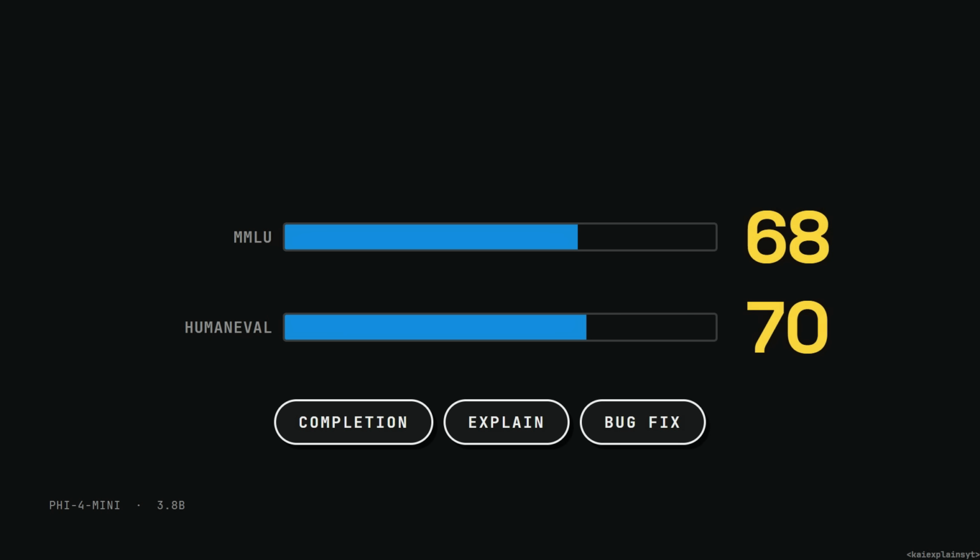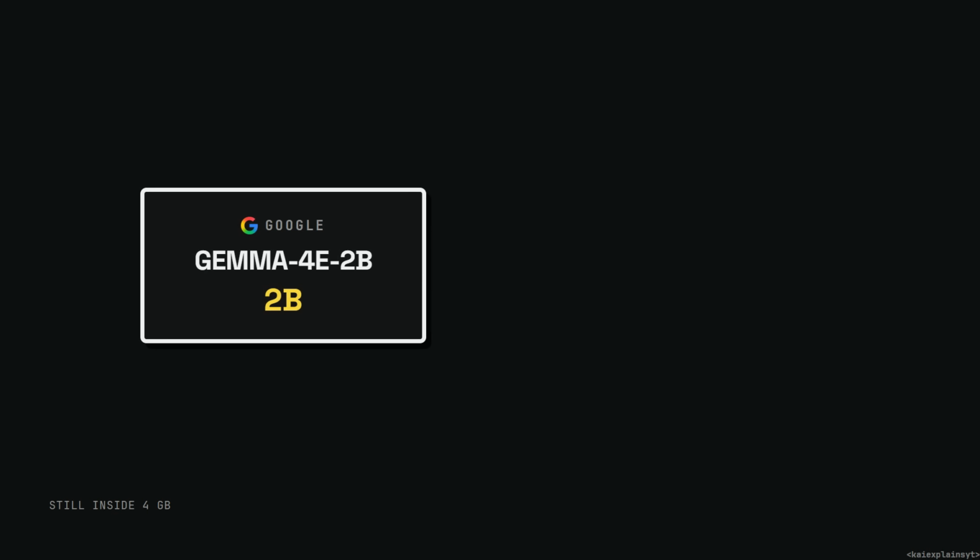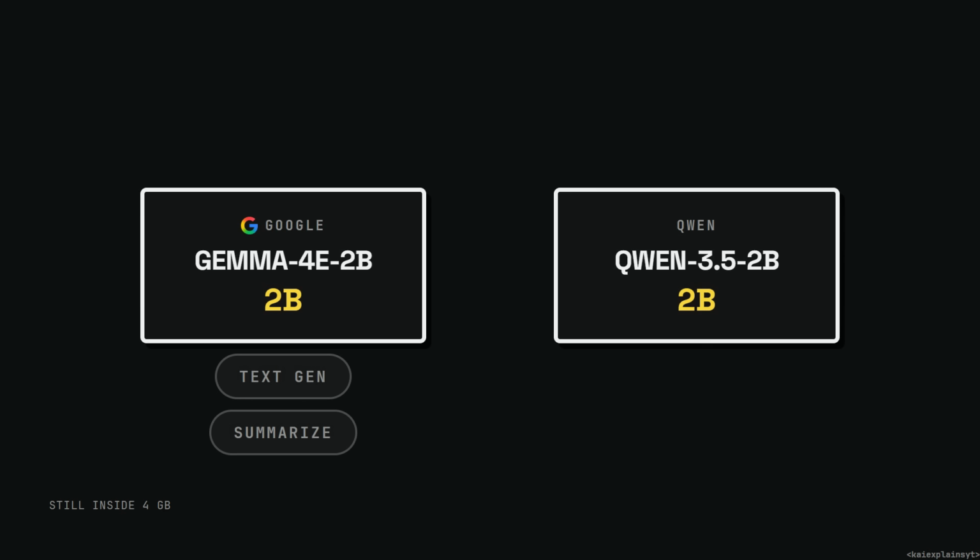The other name that comes up is Gemma 4 E2B, Google's 2B parameter model from the Gemma 4 family, released around April 2026. This one is better at text generation, summarization, analyzing documents, writing. Qwen 3.5 2B is better at coding. So depending on what you actually need, pick one or the other.